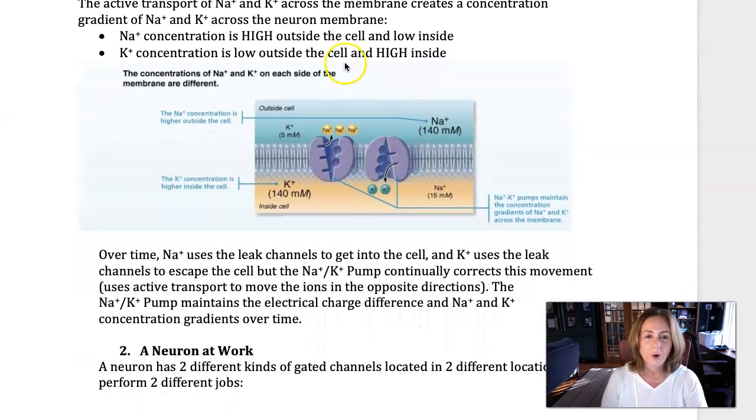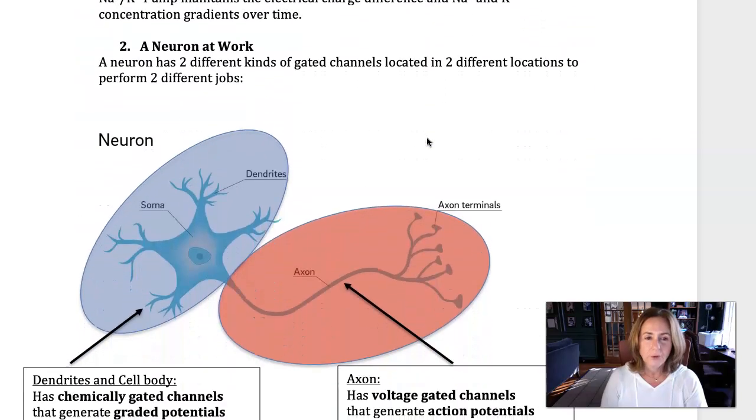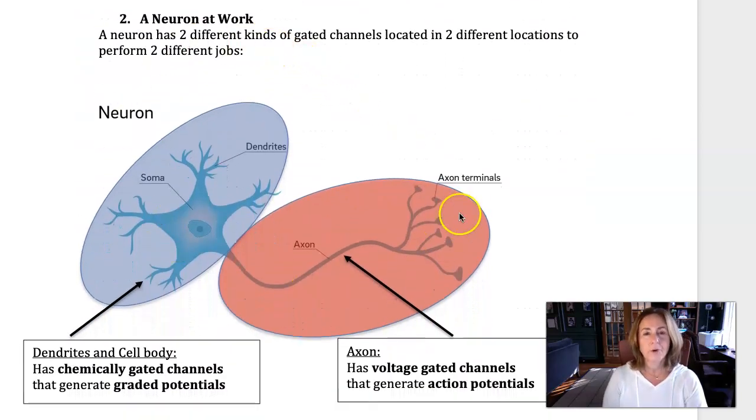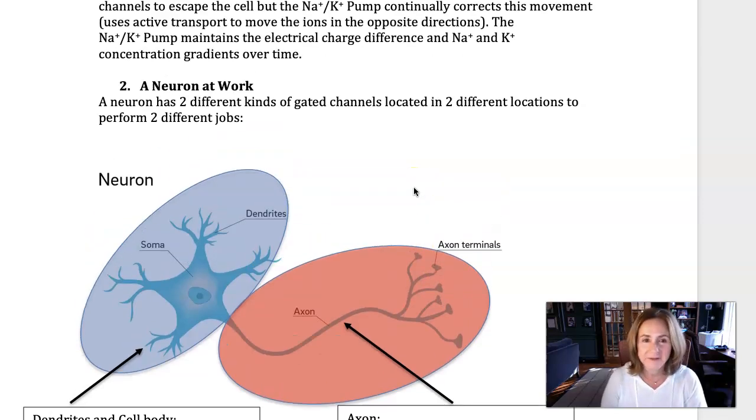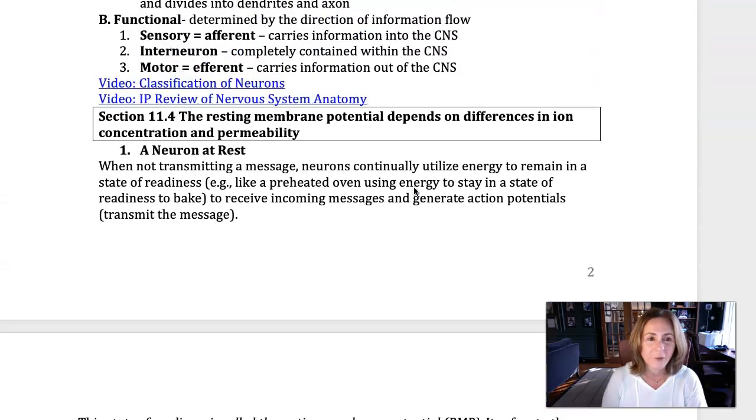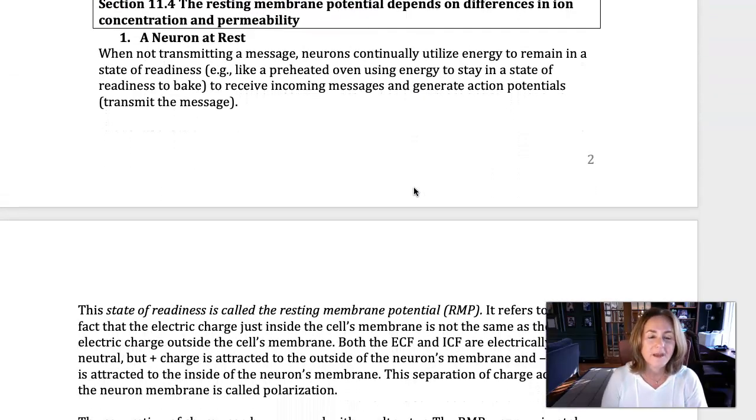And then after we go through that, number two, I'd like to talk about a neuron at work. When a neuron works, basically it can receive incoming stimuli in one area of the cell in a certain way, and then transmit that information in a different part of the cell in a different way. That's basically what I want to talk about in this video. So, starting with the resting membrane potential, or the neuron at rest.